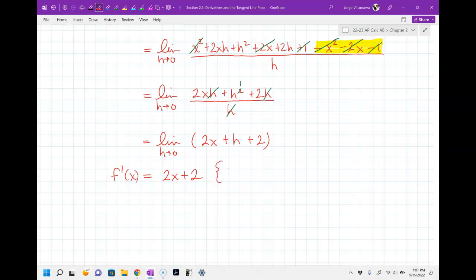We call this the slope formula for f of x. So in other words, 2x plus 2 is how I can calculate the slope at any point on that parabola. If I want to know the slope when x equals 0, I plug it in, it's going to say 2. So if I graph that function, my slope at 0 should be 2.